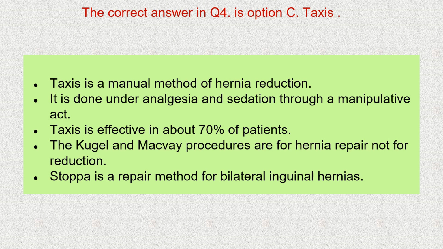The Kugel and McVay procedures are for hernia repair, not for reduction. These are not popular today due to high recurrence risk. The Stoppa procedure is a very safe repair method for bilateral inguinal hernias. It is also known as giant prosthetic reinforcement of the visceral sac.